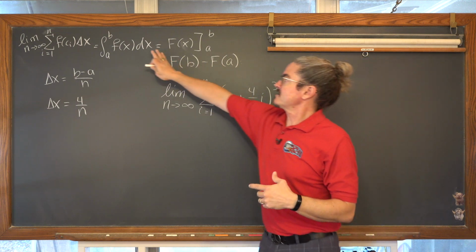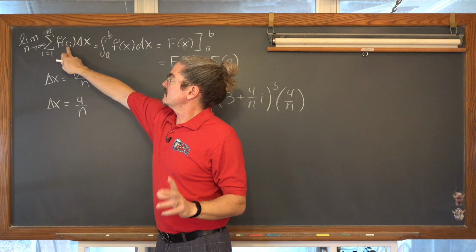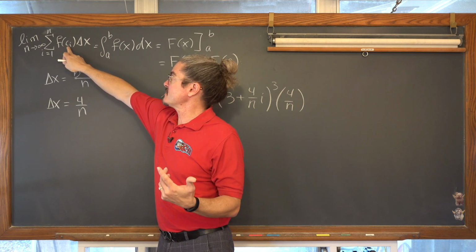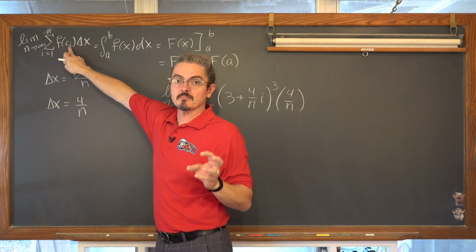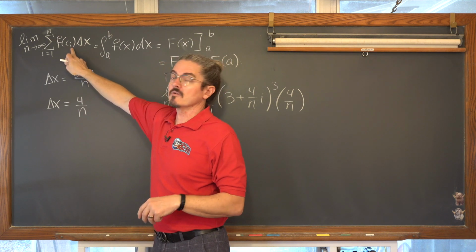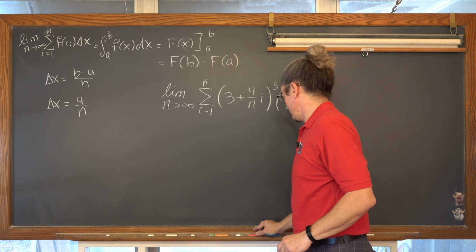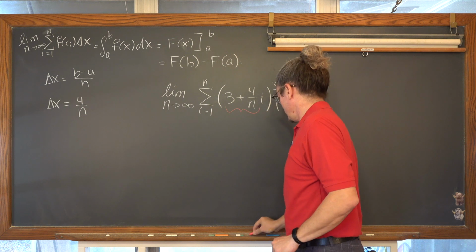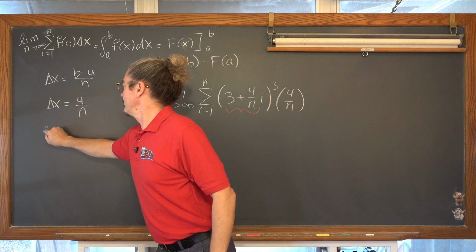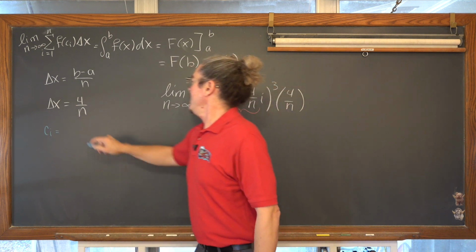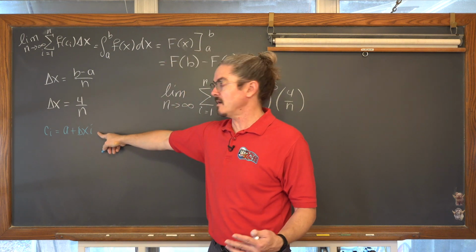Well, if you've identified what's dx, what's your function? With your definition of a definite integral in that limit of sums process, your function's like a composition. It's a c sub i expression getting plugged into your function notation. Well, your composition is right here. You have your 3 plus 4 over n i, a c sub i, which is a plus delta x times i, at least if it's a right Riemann sum.